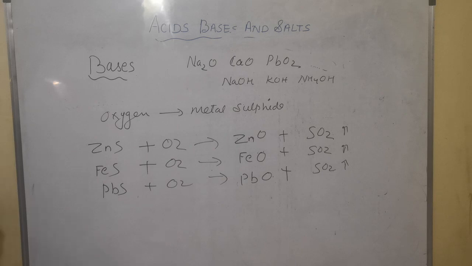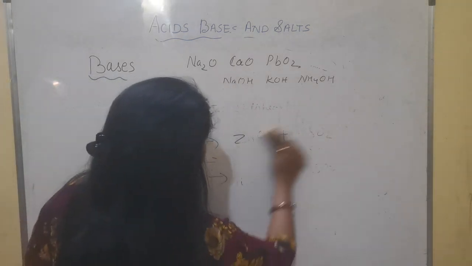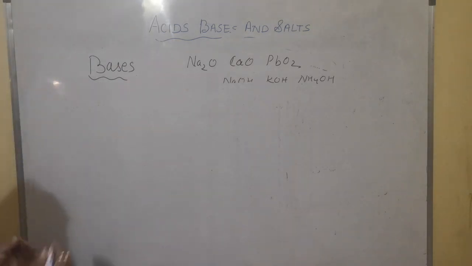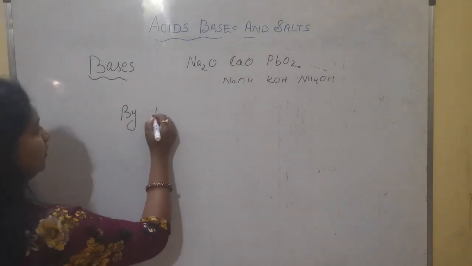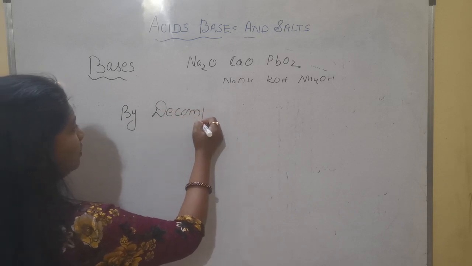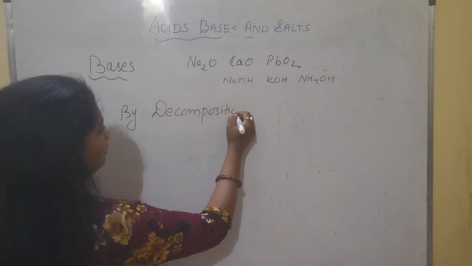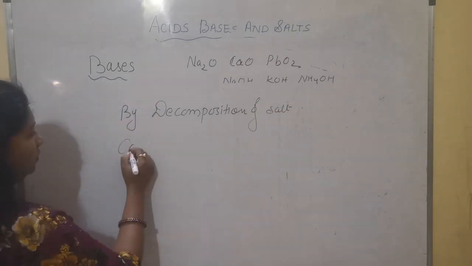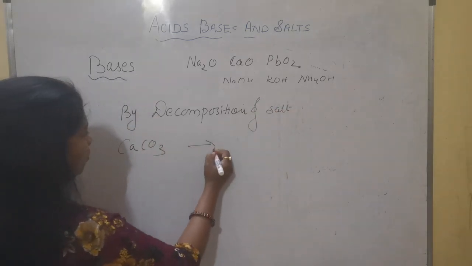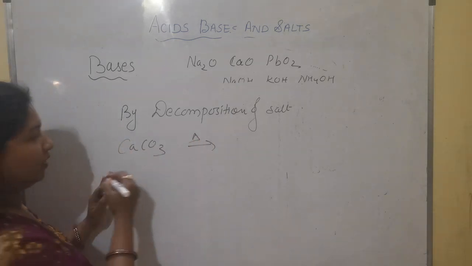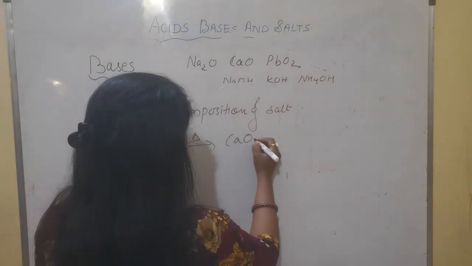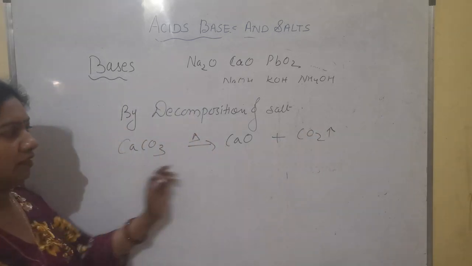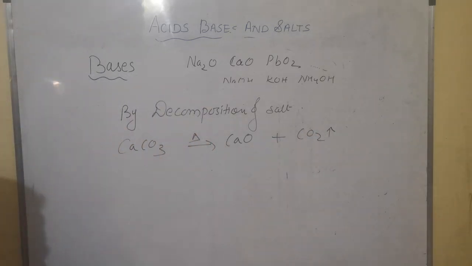Next is by decomposition of salt. Say calcium carbonate is a salt. Decomposition means you have to apply heat and you will get calcium oxide, and carbon dioxide gas is released. Calcium oxide is a metal oxide and a base.